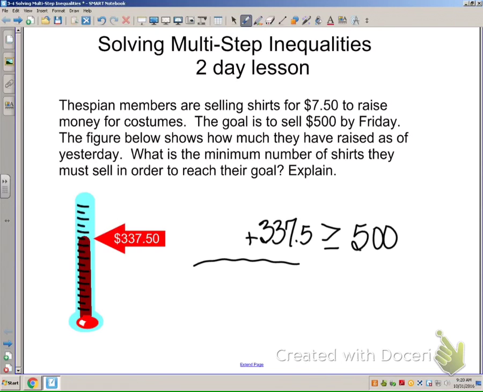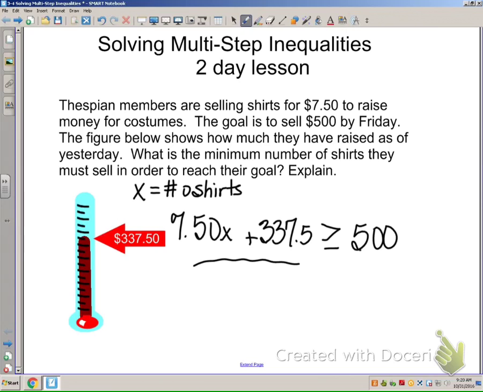So if I wanted to total how much money I had made from selling a certain number of shirts for $7.50 each, I could represent that by saying $7.50 times the number of shirts. I'm going to define my variable here. x equals number of shirts. So now the goal is, just like in an equation, I want to get x by itself.